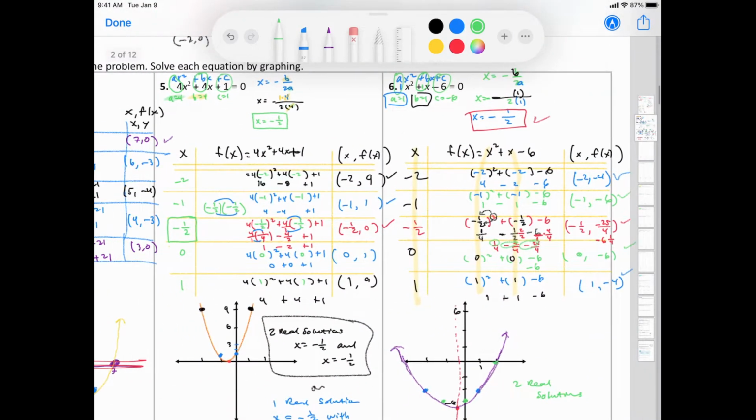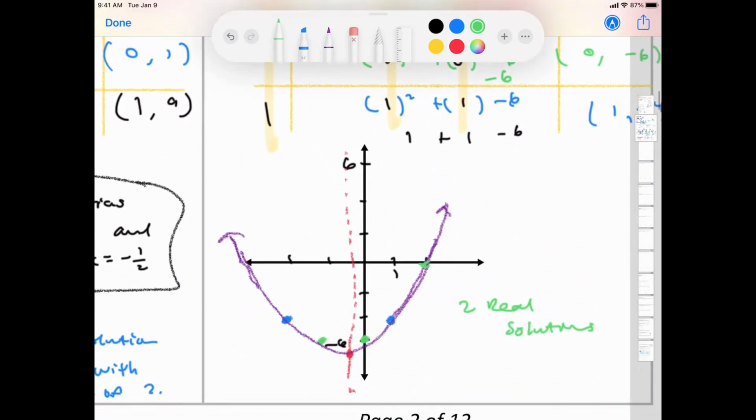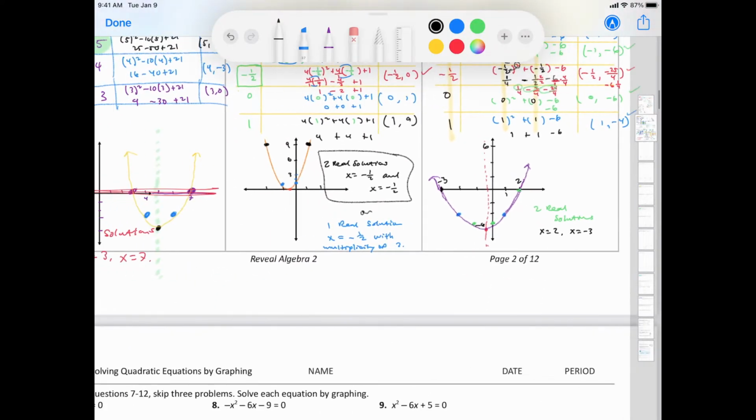So you can kind of estimate it. That's negative 3, and this is positive 2. So x equals 2, and x equals negative 3. They didn't do, again, a great job. But I did that by hand by factoring, which is a different method we're going to do next.